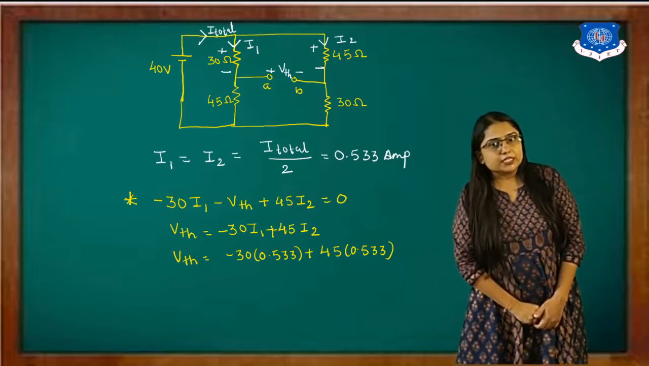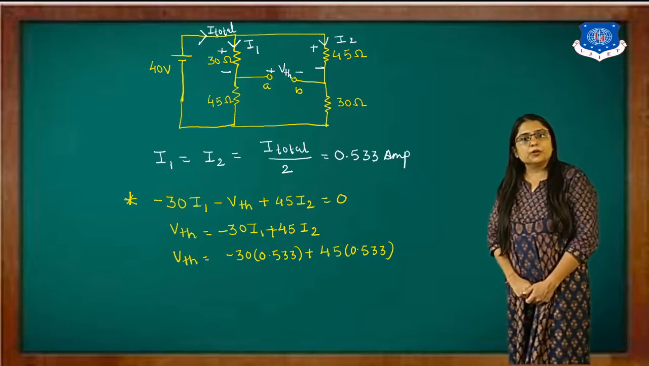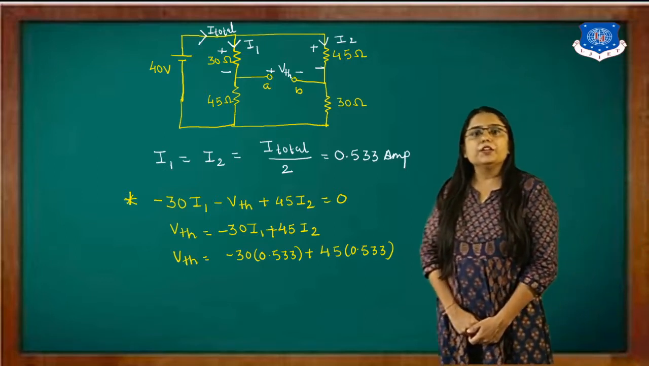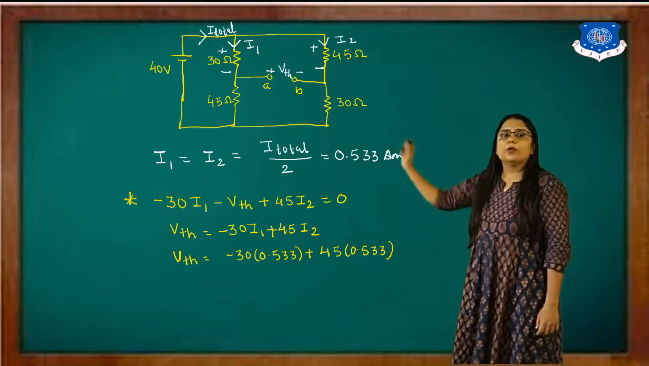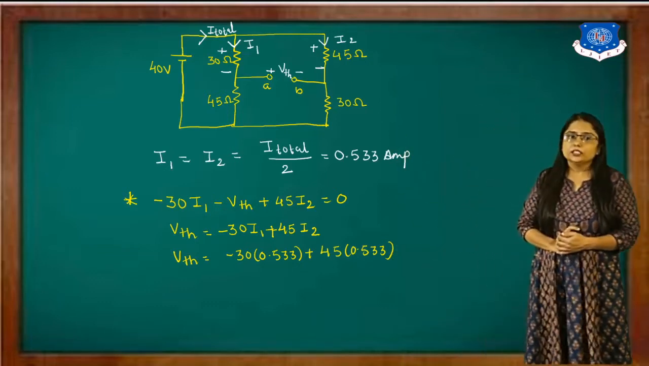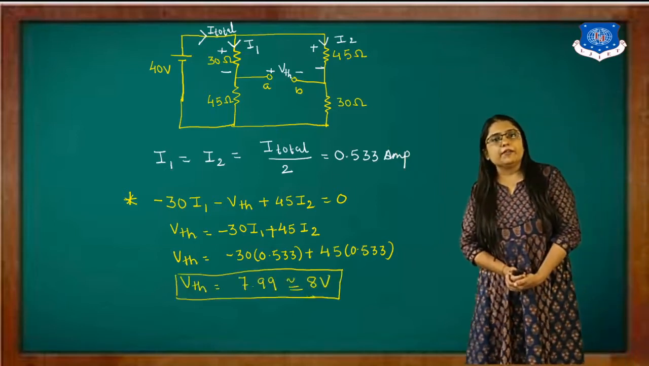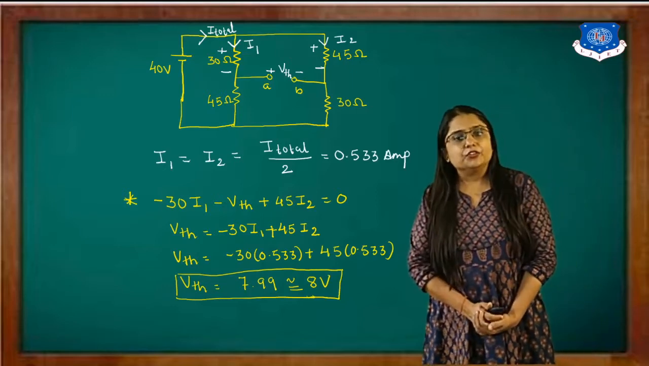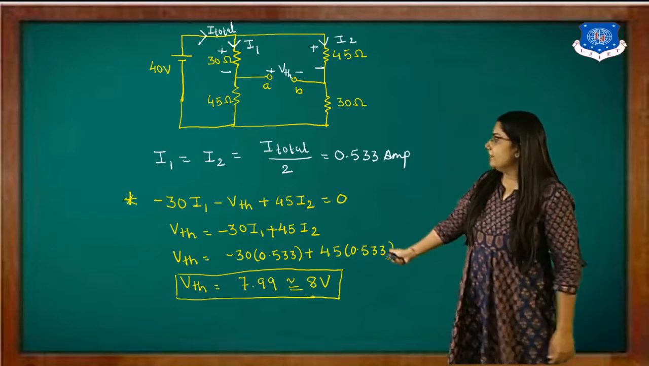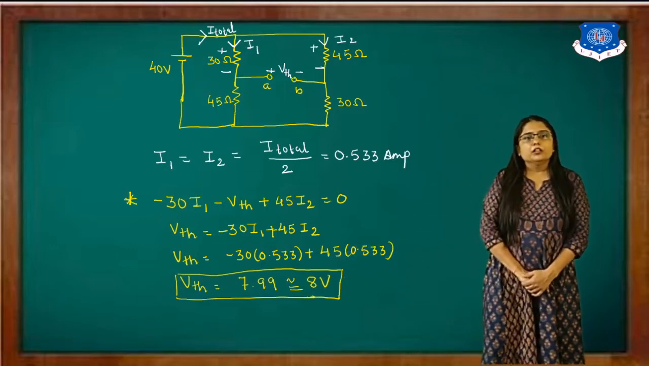VTH equals minus 30. In place of I1, we have substituted 0.533, plus 45 in place of I2. You just substitute, that is 0.533. Now when you solve this, you will get the answer 7.99, which is equivalent to 8 volt. So we will consider the value of VTH as 8 volt. Okay.